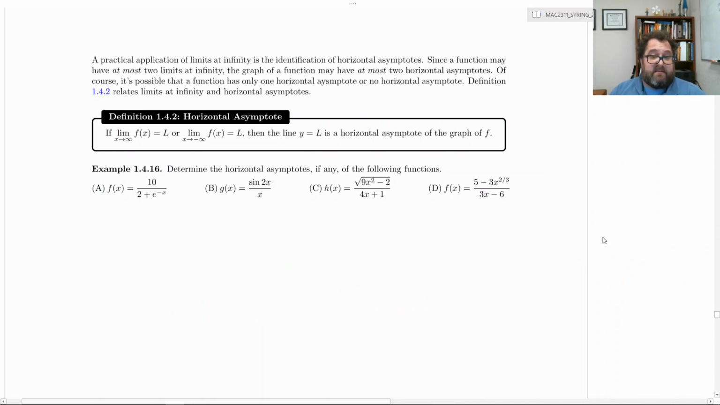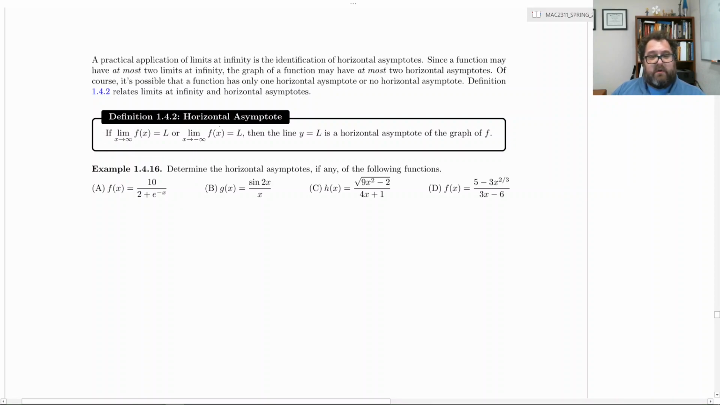Basically, the idea is that if you find a limit that equals a finite number, then you found a horizontal asymptote. If you have a limit at infinity that equals an infinite limit, then that's not a horizontal asymptote because it's not finite. But if you find a finite limit, then you have found a horizontal asymptote. So we just have 4 more examples here.